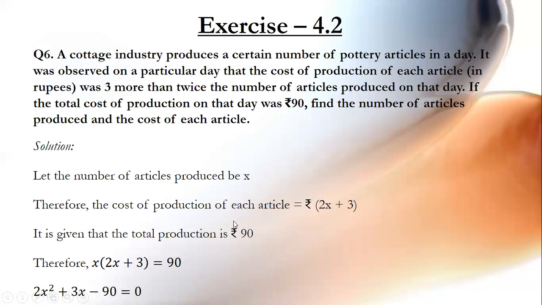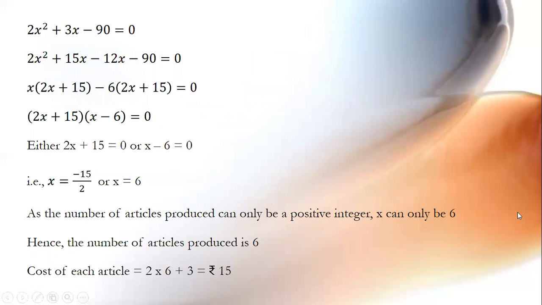It is given that the total production is 90 rupees. So when we multiply the number of articles by the cost of each, we will get the total. So x into 2x plus 3 equal to 90. When we solve, we get the quadratic equation 2x square plus 3x minus 90 equal to 0. Let us solve that. Product is minus 90 into 2. So that will be minus 180 and sum is plus 3.